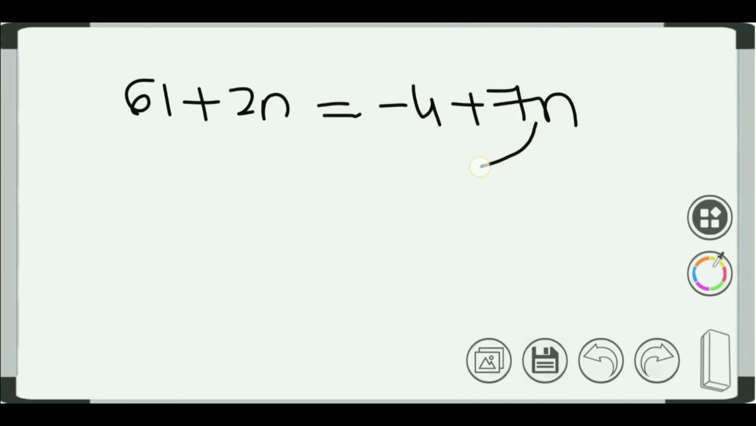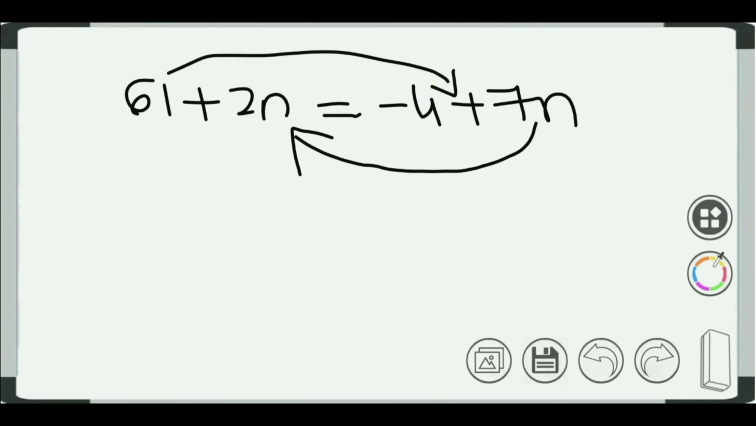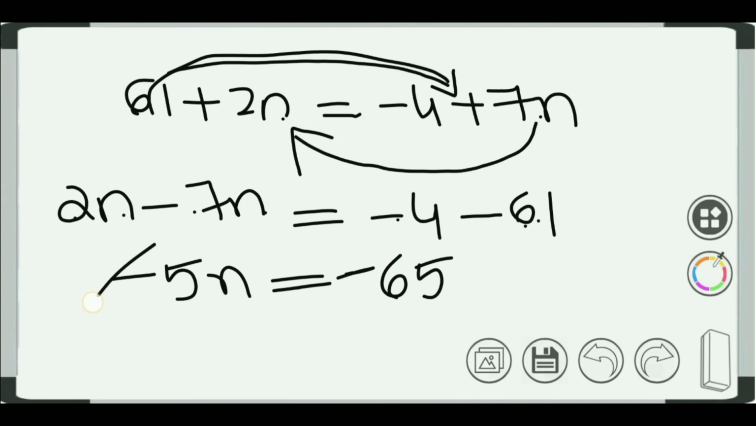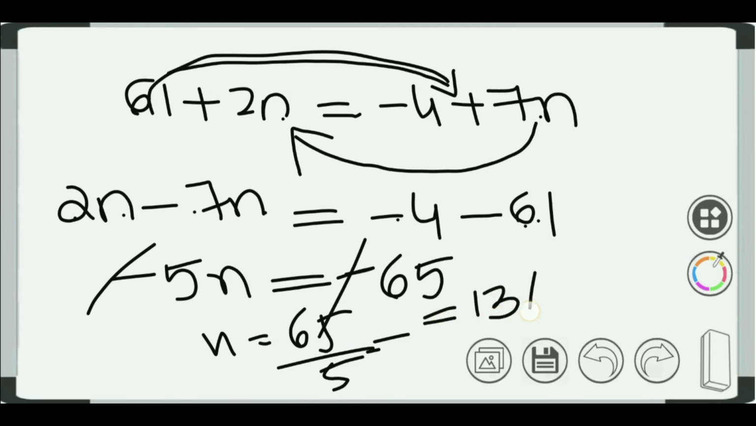Right? So now I am taking this 7n this side, 61 this side. See, 2n, 7n will come this side and become minus 7n, equal to minus 4. 61 will go this side, so plus 61 will be minus 61. 2n minus 7n is minus 5n, equal to minus 4 minus 61. You need to add it: 61 plus 4, 65, negative sign. So you can cancel both the negatives. Therefore, n is equal to 65 divided by 5, which is equal to 13. This is your answer. Therefore, the 13th terms of both these APs are equal to each other.